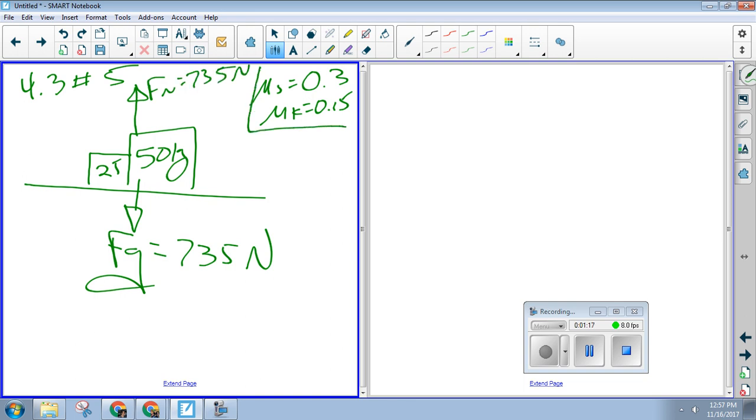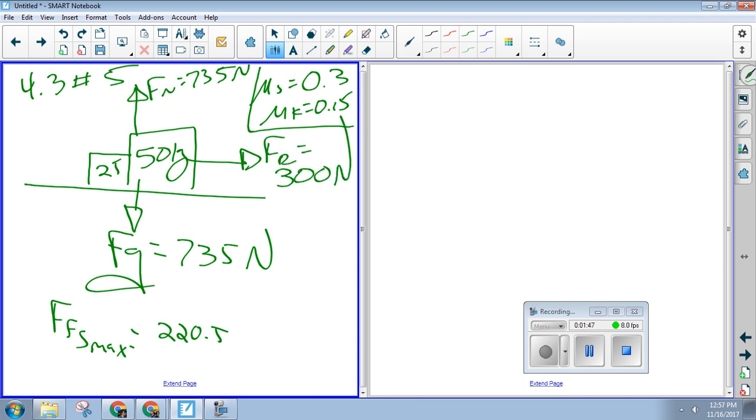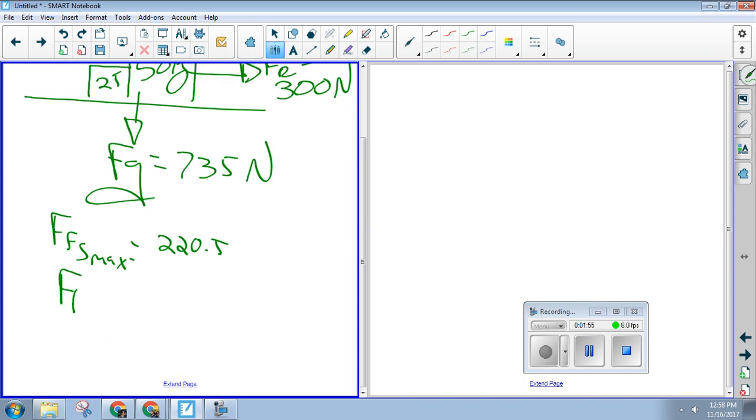At this point, I can use my coefficients of friction to find my forces of friction, right? So static friction max ends up being 735 times 0.3, so you get 220.5. So now what? Does it move? Yes, it moves because the force from Roy was 300 newtons, right? Everybody good up to there? Okay, so this isn't enough friction, so let's find our kinetic friction. That ends up being 110.25.